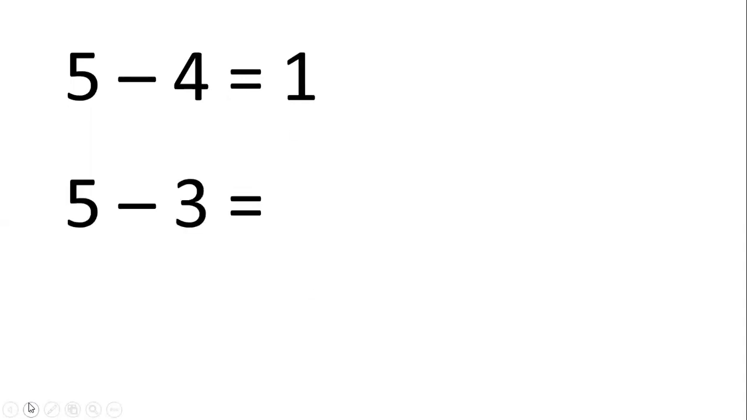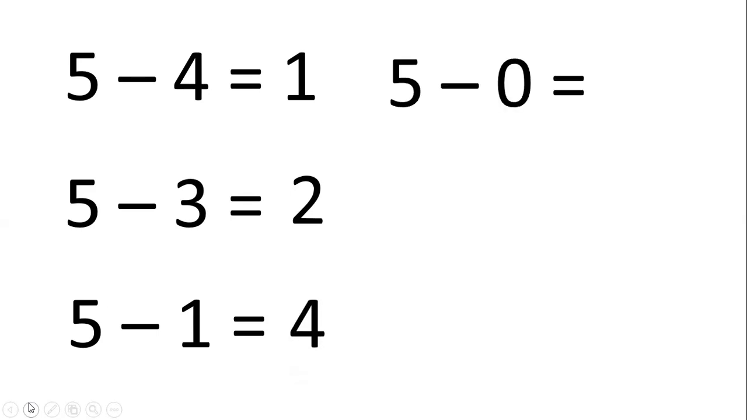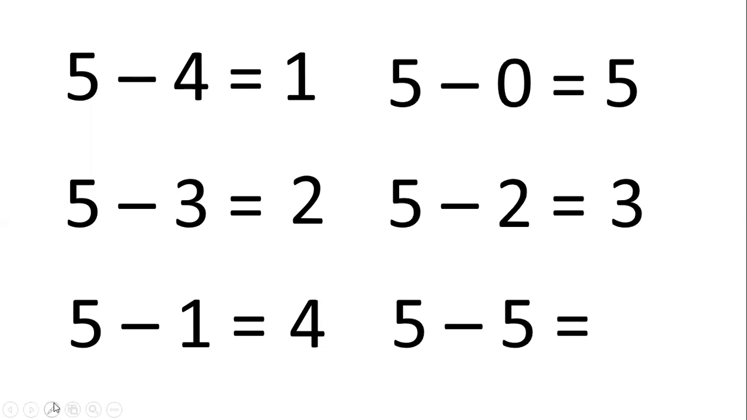All right, here we go. We're going to first practice our fluency math facts of 5. I'm going to go kind of quick today, so see if you can do them. Here we go. 5 minus 4 equals 1. 5 minus 3 equals 2. 5 minus 1 equals 4. 5 minus 0 equals 5. 5 minus 2 equals 3. And 5 minus 5 equals 0.